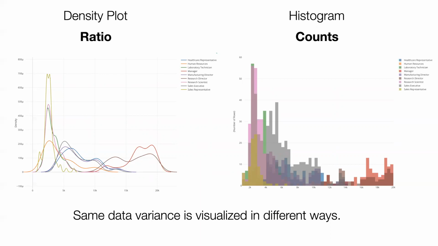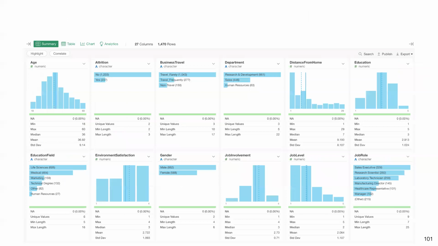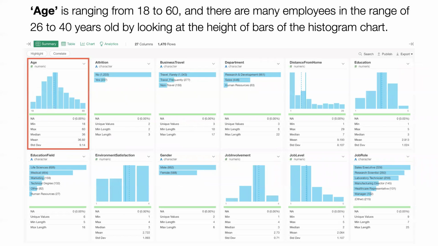But density plot tends to give you a better understanding if you're looking for the pattern. And histogram helps you understand the patterns, but it's also more for exact numbers. So that's the difference. There's no rule, so use whatever easy tool you want. Having said that, understanding variance with Exploratory, you don't have to create a chart for every single variable. You just go to the summary view, and then you already have the histogram being created.